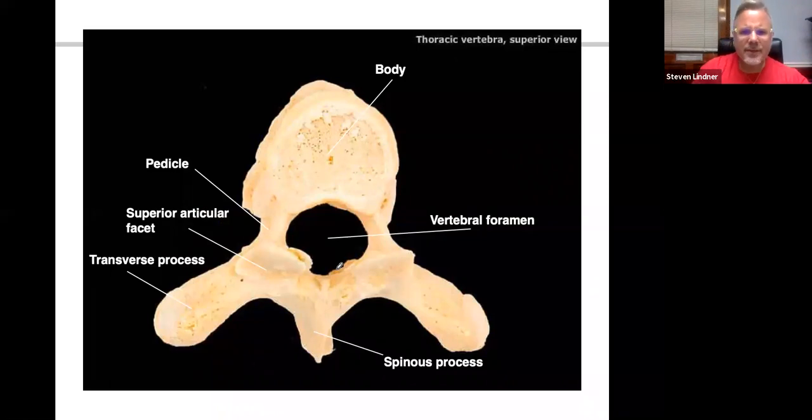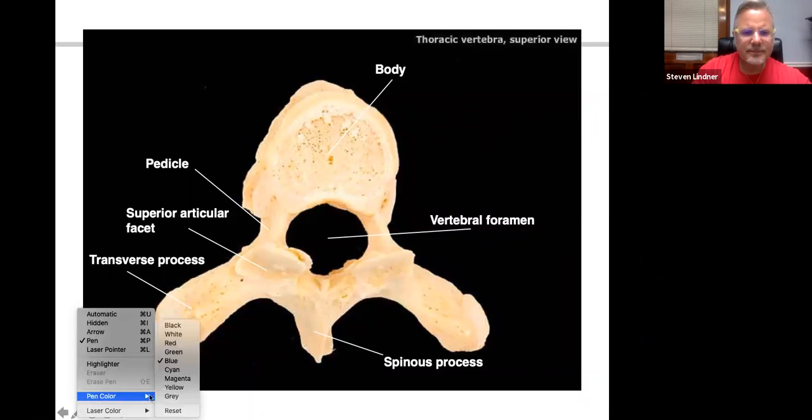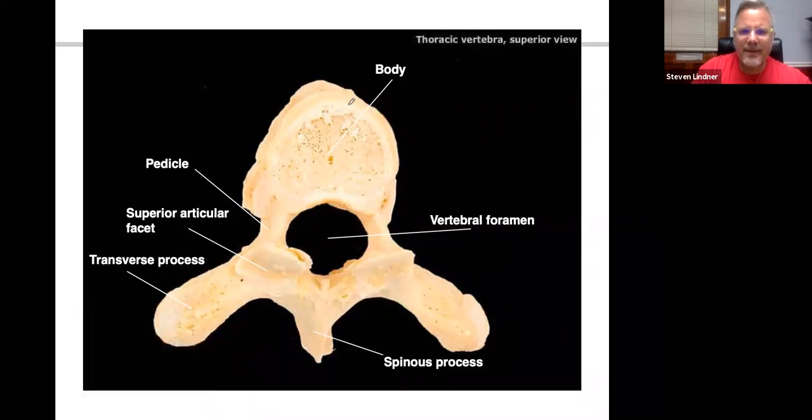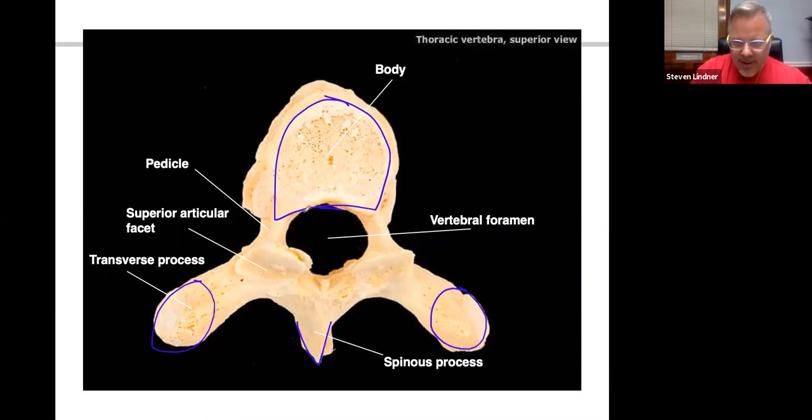Here's a thoracic vertebra. Let's look at some of the parts there. Again, we have a vertebral body. We have a spinous process. On the outsides, we have the transverse processes. We also have the vertebral foramen. That's where the spinal cord travels.